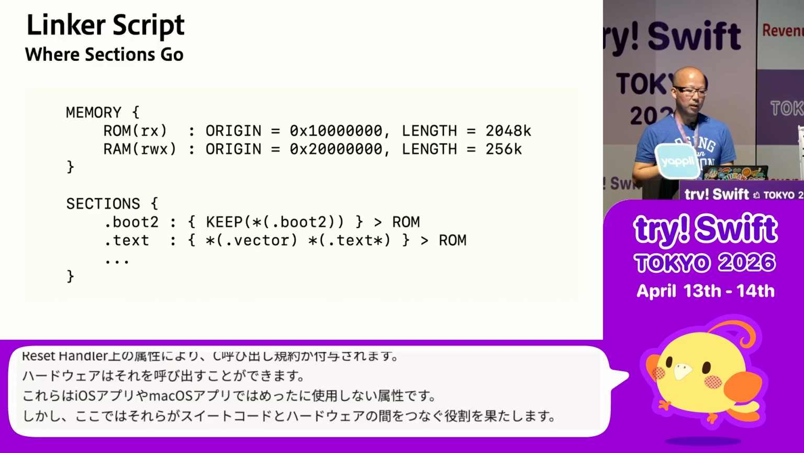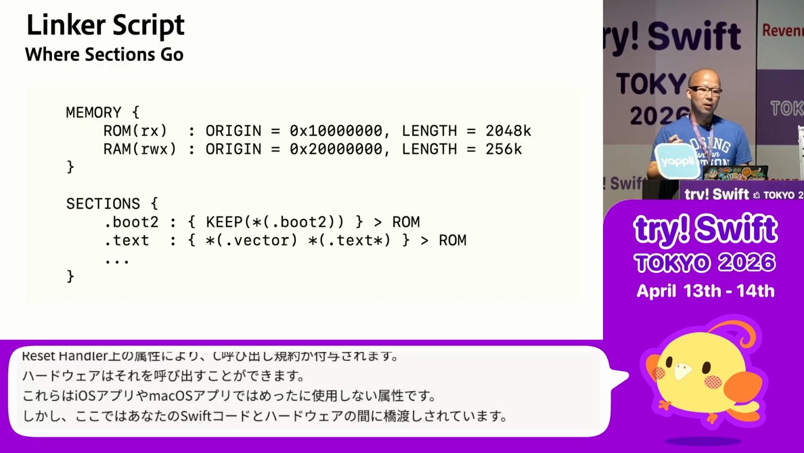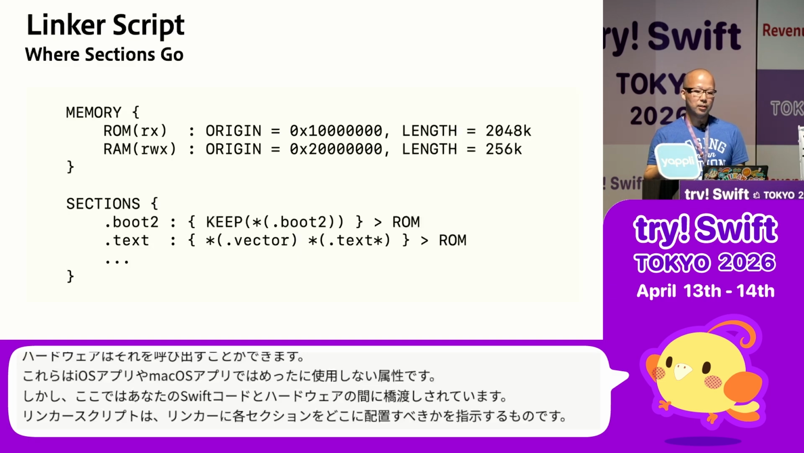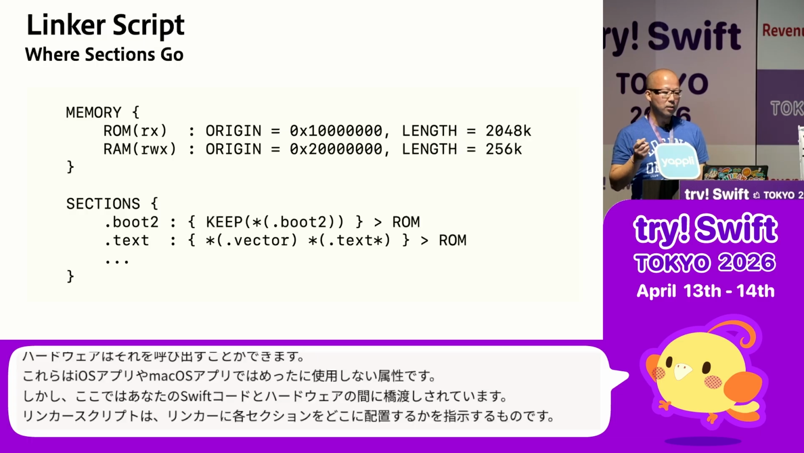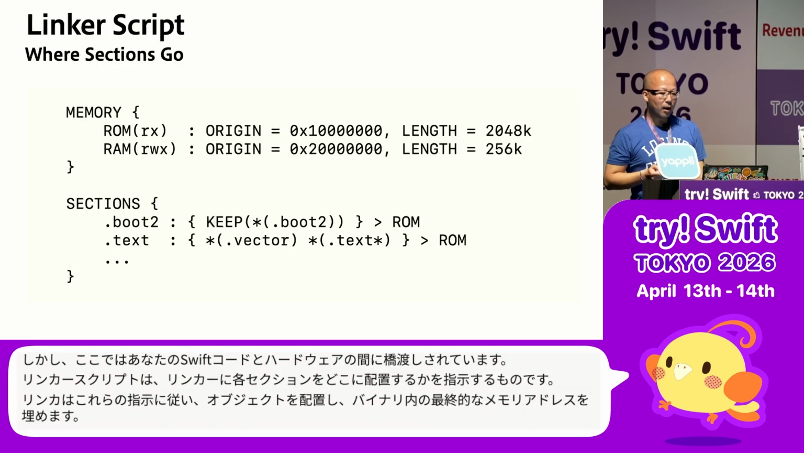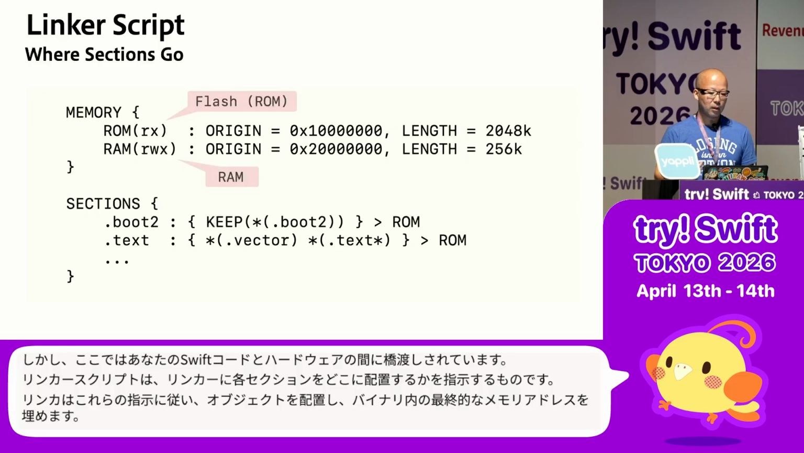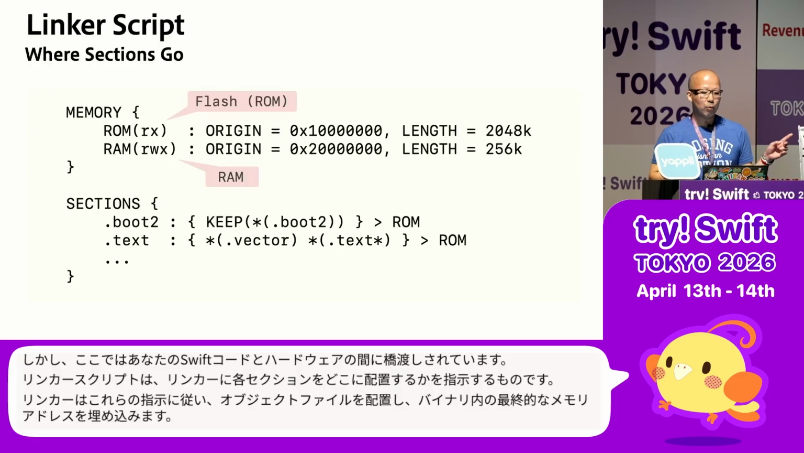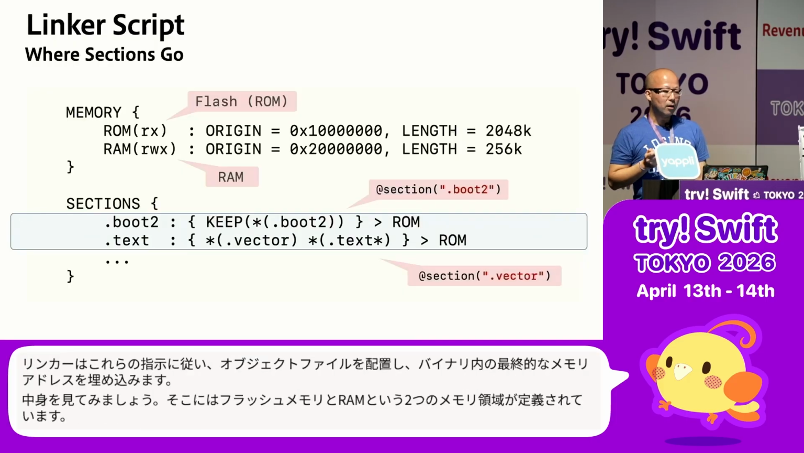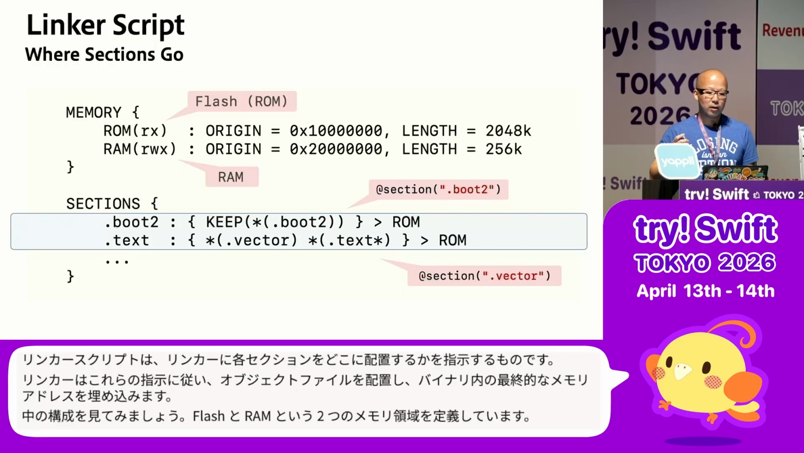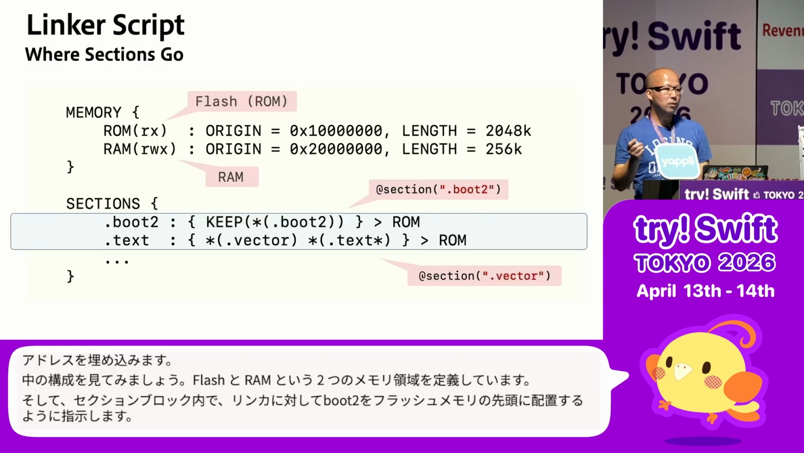The linker script is what tells the linker where to place each section. The linker follows these instructions, arranges the object, and fills in the final memory address in the binary. Let's look at what's inside. It defines two memory regions, flash and RAM. Then, in the section block, it instructs the linker to place boot2 at the start of flash and vector into text, which is also in flash.